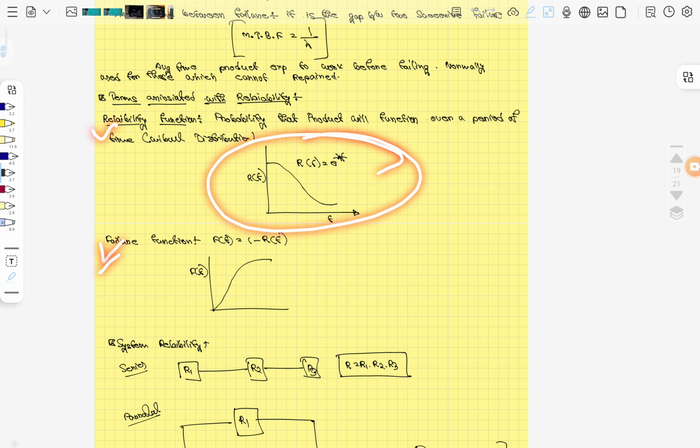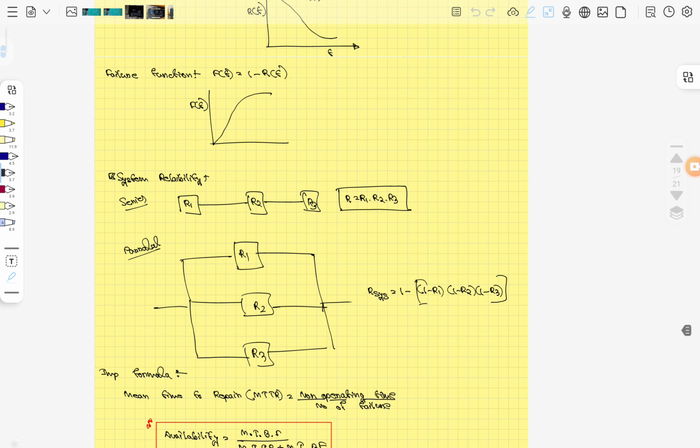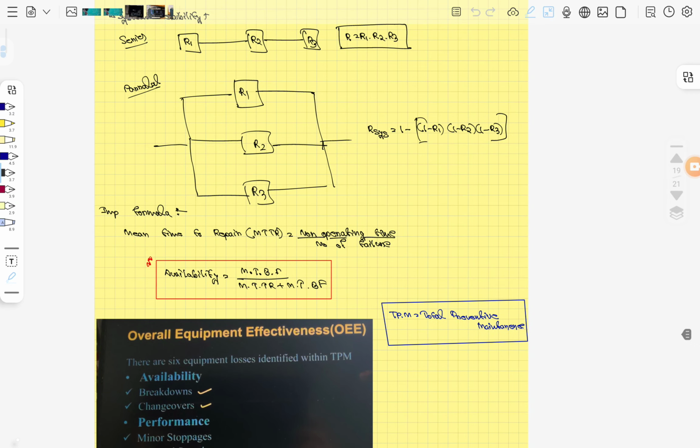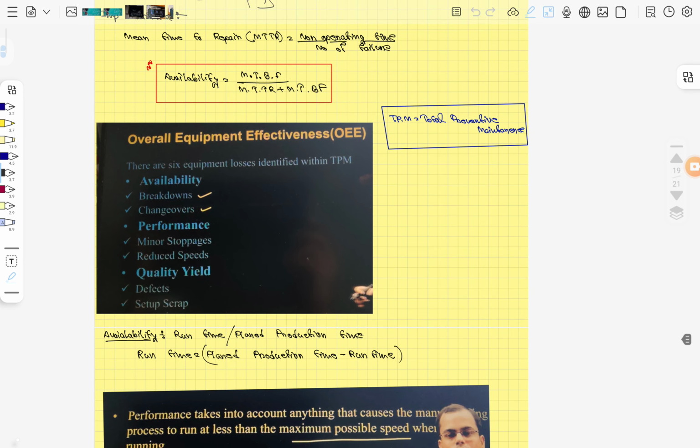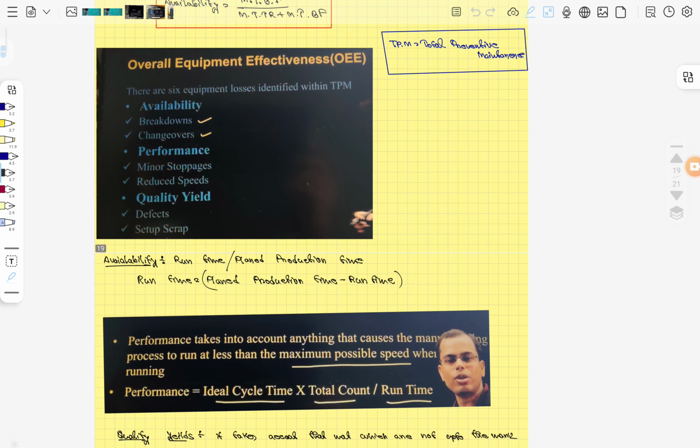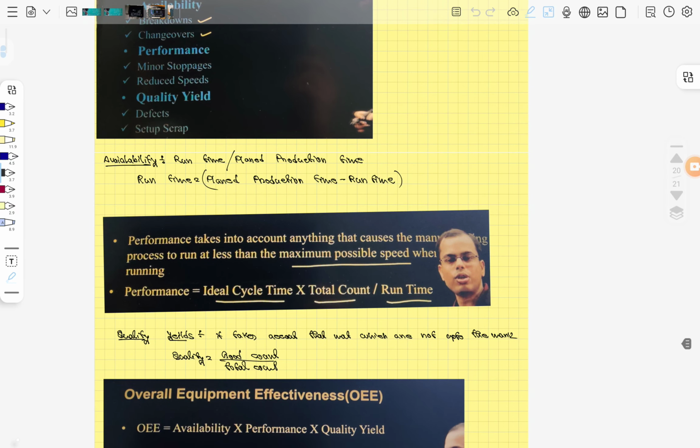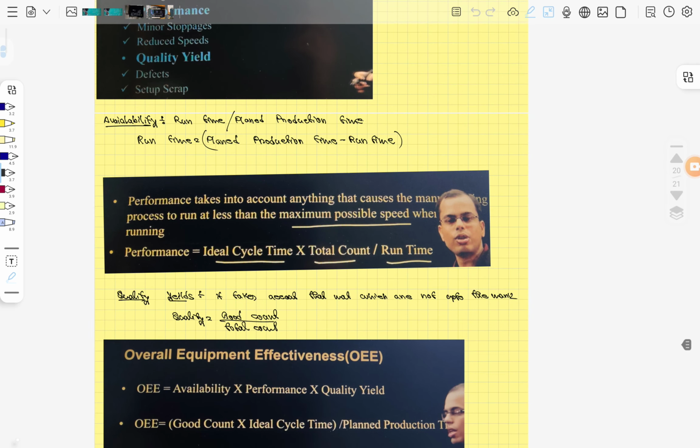The way this graph came. System reliability in series is R1 times R2, that is multiplication, and when it is parallel, that is 1 minus R1, 1 minus R2, 1 minus R3. Important: availability, that is mean time between failure and mean time between repair, that is non-operating time by number of failures into total preventive measures. So OEE: availability, performance, quality. Availability is runtime over planned production time.